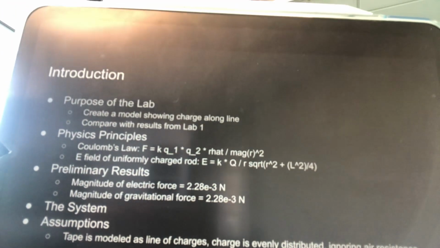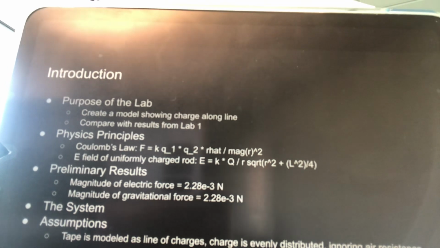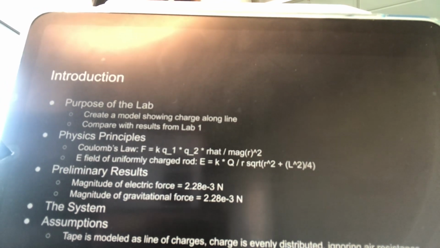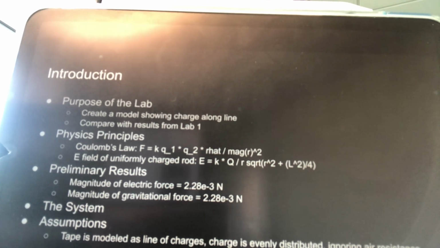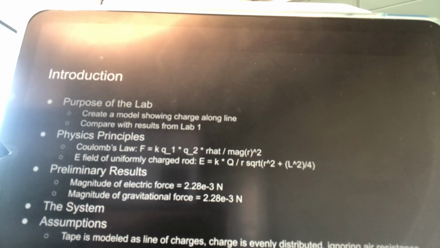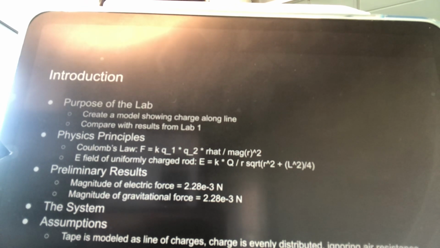So for the introduction, the purpose of the lab was to create a model showing the charge along a line and to compare these results with the results from Lab 1, which assumed that the piece of tape was just a point charge.